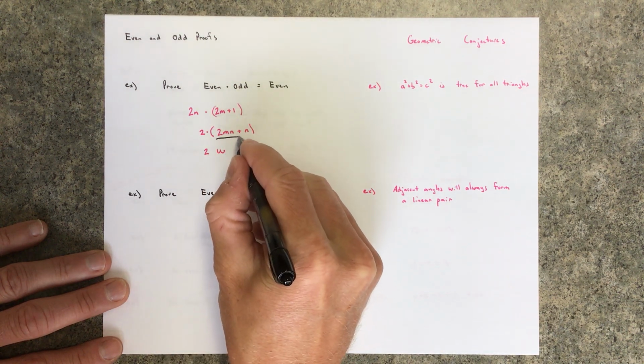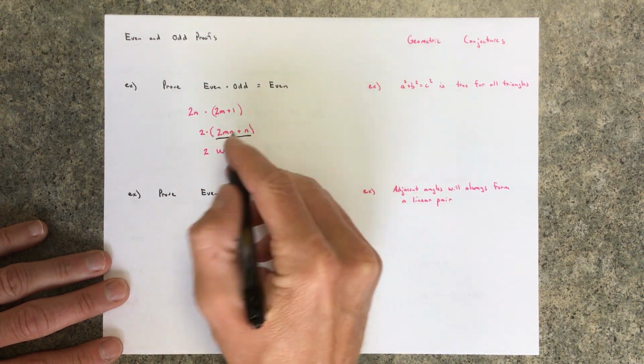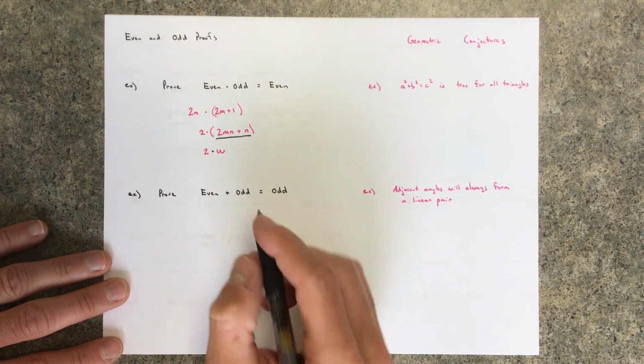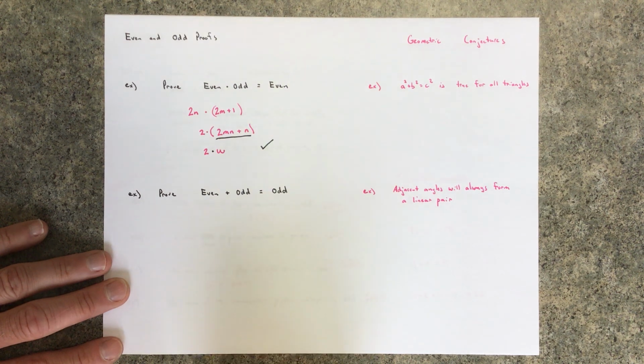The only thing you have to show me now is that it's got to be even. It's 2 times something, right? It is divisible by 2, so check. It's kind of like a fun even odd proof.